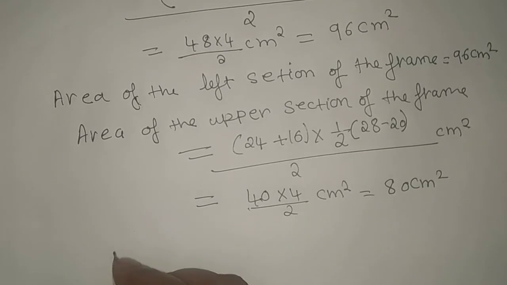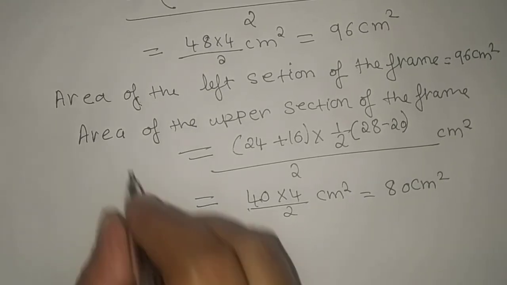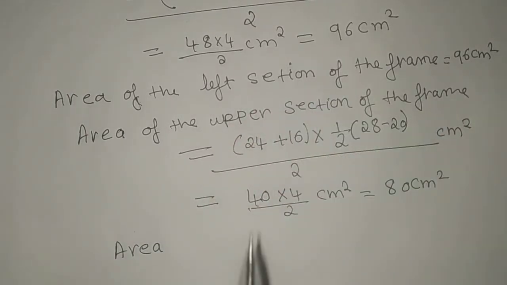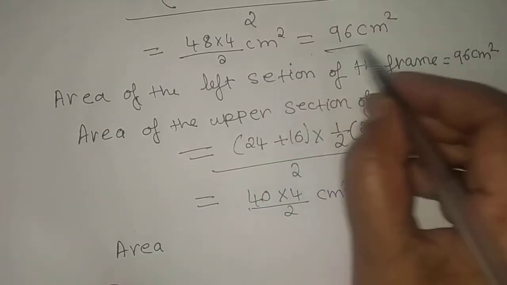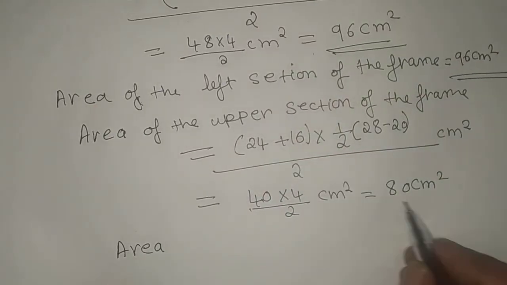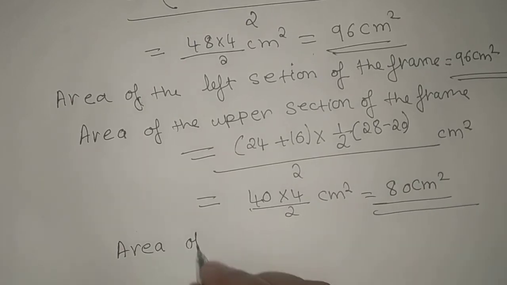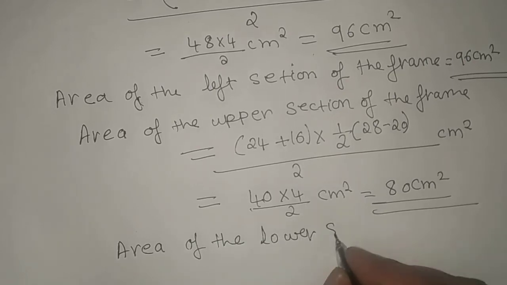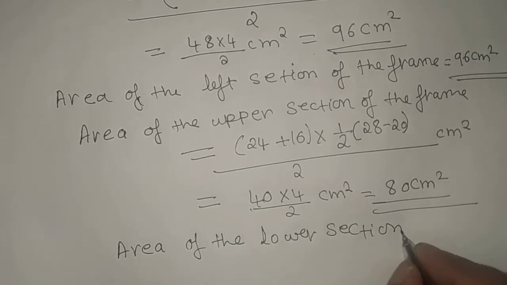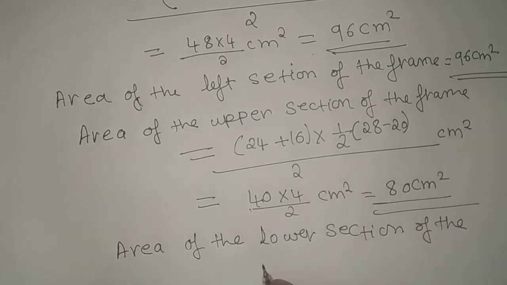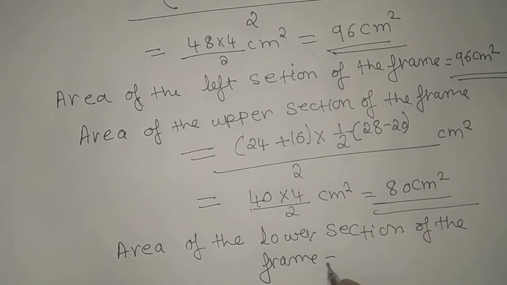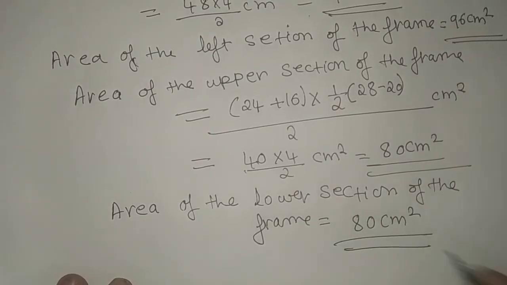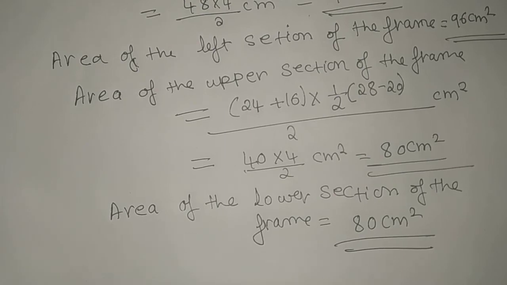Finally, the area of the lower section will also be the same, as the right section and the left section are the same. Similarly, the area of the lower section of the frame is equal to 80 centimeters square. So this is the solution for the 11th problem.